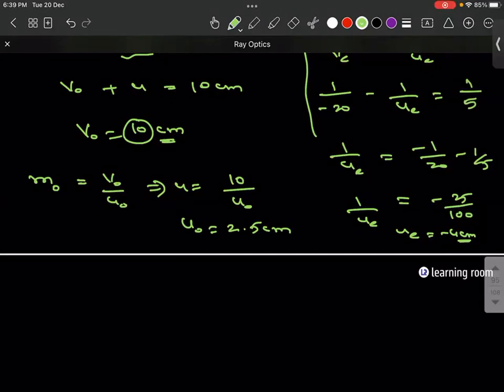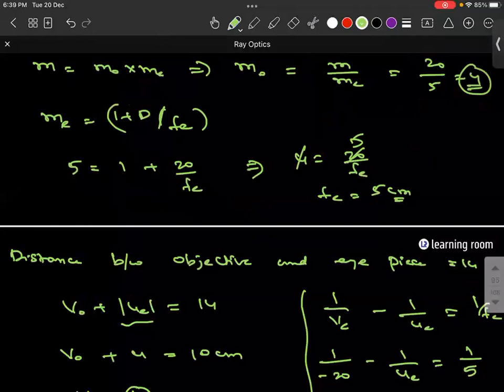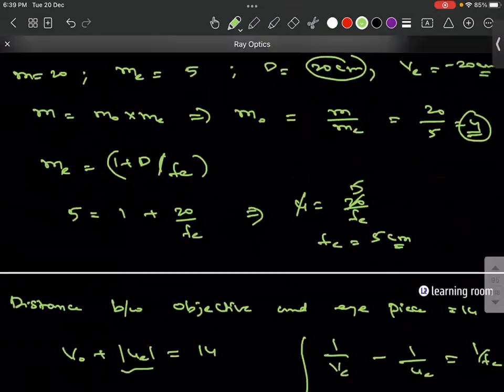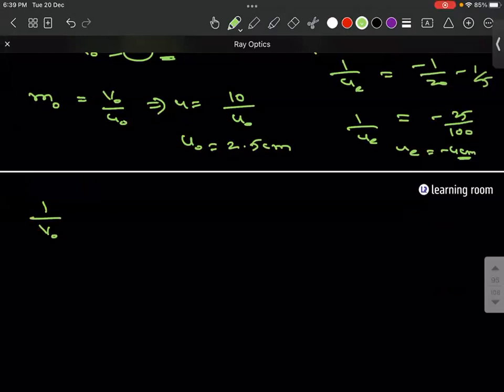Right. Only difference is here V naught. I need the focal length. No, find the focal length of the objective. To find the focal length of the objective, 1 by V naught minus 1 by U naught is equal to 1 by F naught. So two unknowns are there.